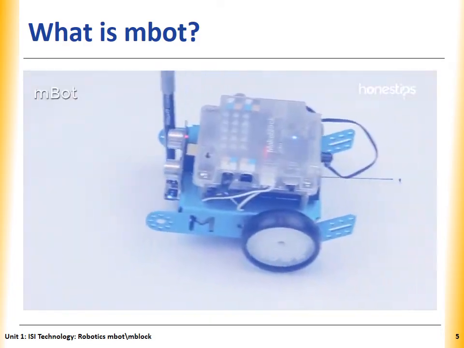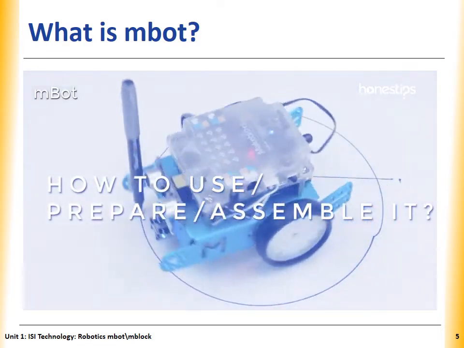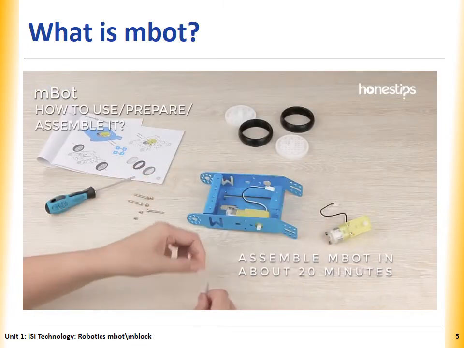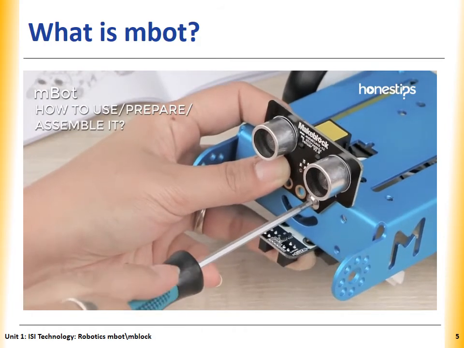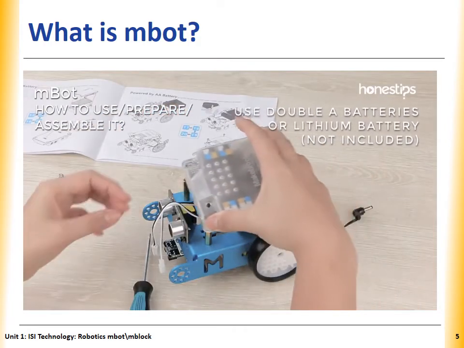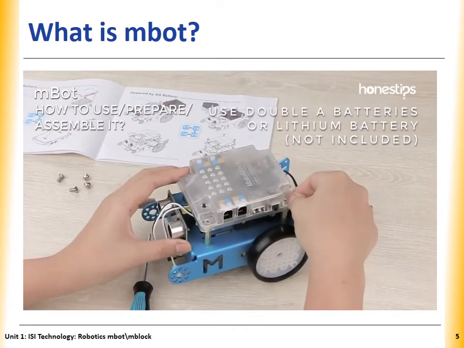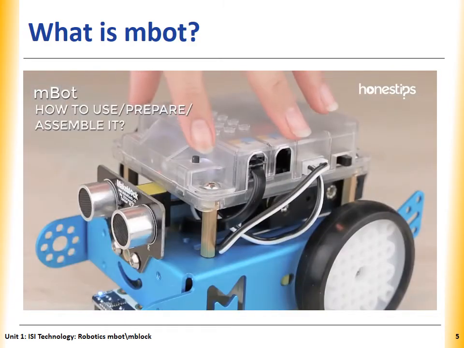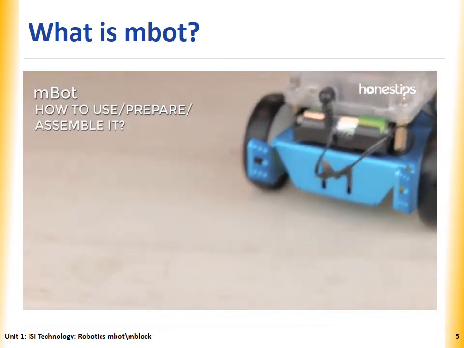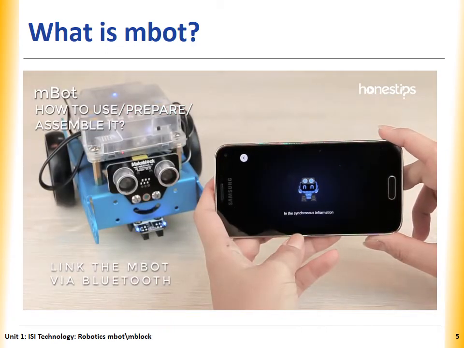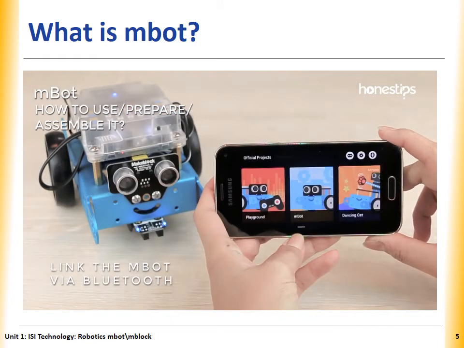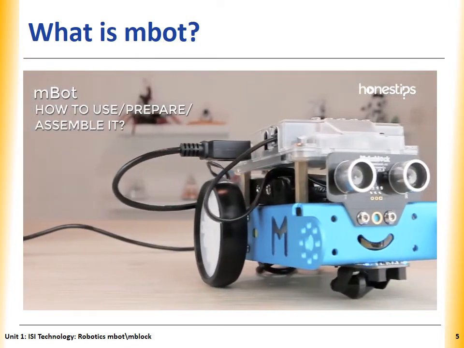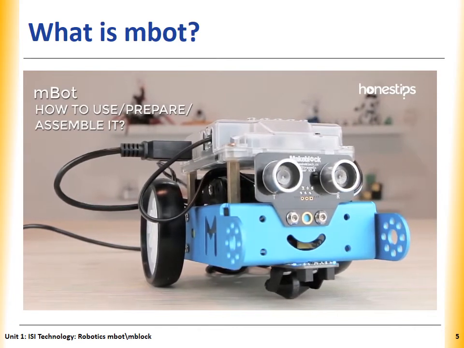How to use, prepare, and assemble it? Assemble mBot in about 20 minutes with the help of the step-by-step visual guide. Put 4 AA batteries or get the rechargeable lithium battery. Turn it on and navigate between your default game modes by pressing the button at the top. Link the mBot with your mobile device or computer via Bluetooth. If you want to load a program or perform an update, connect to the computer through the USB cable.